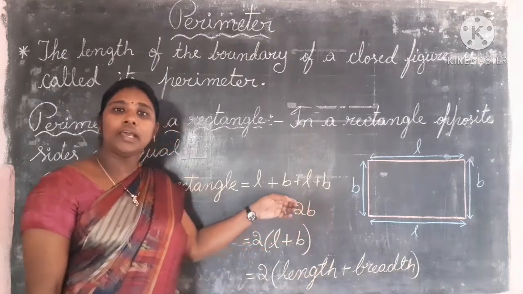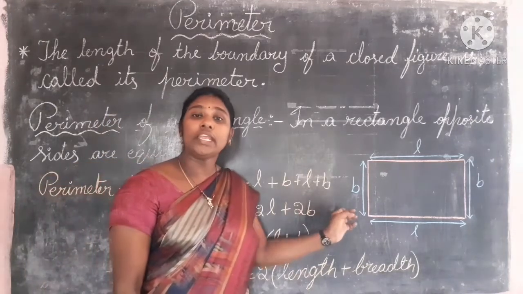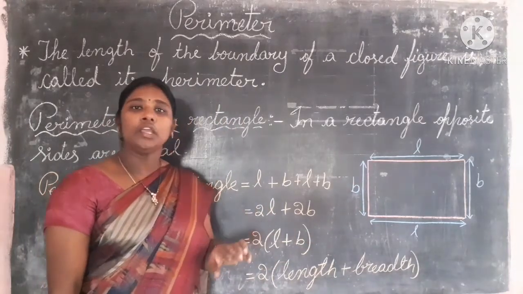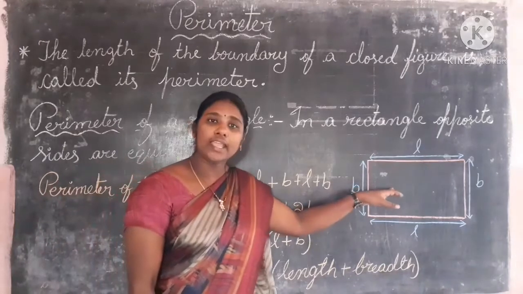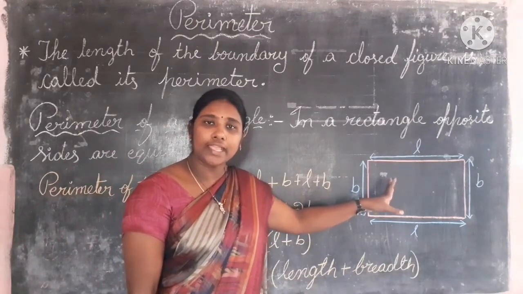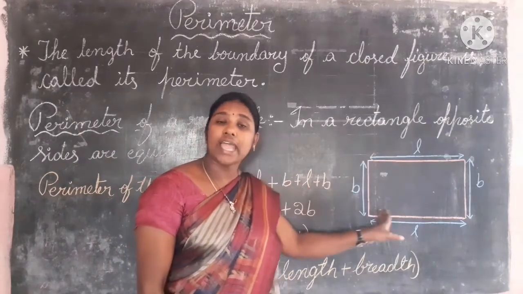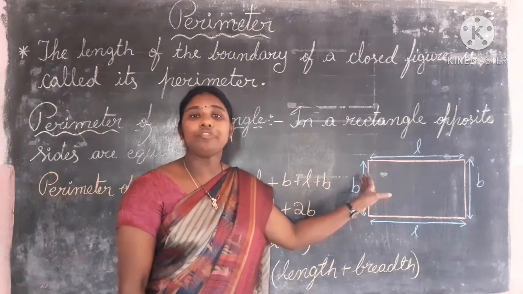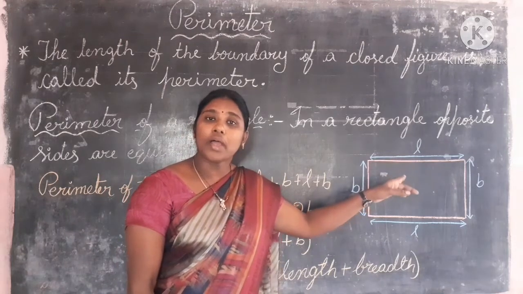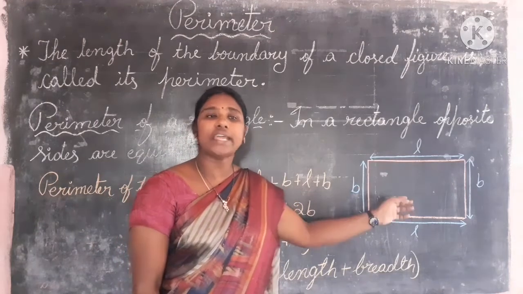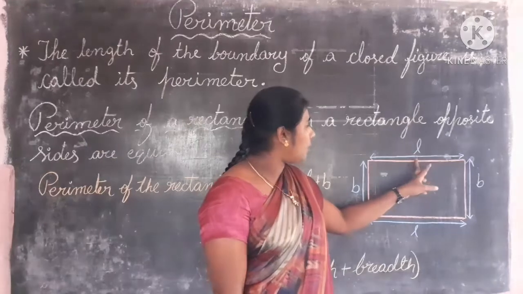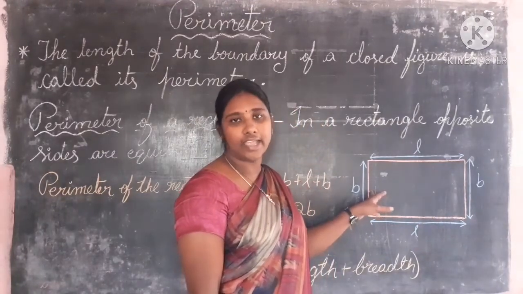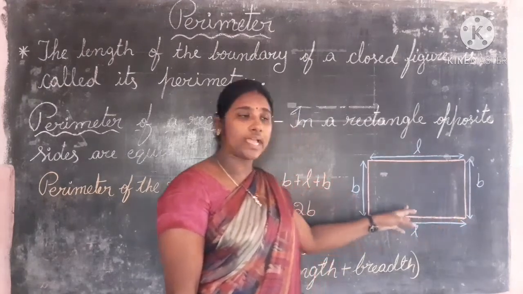What is the perimeter? Length of the boundary of the closed figure. So it is a rectangle. How do we find the perimeter of the rectangle? We have to add its sides. Sum means what we have to do? Addition. Addition of sides. How many sides here? 1, 2, 3, 4. So 4 sides are there, and we are adding these 4 sides.